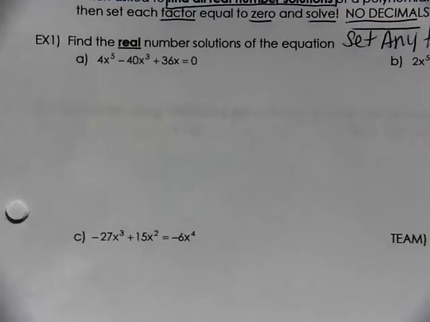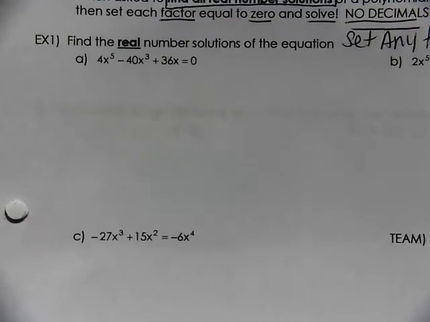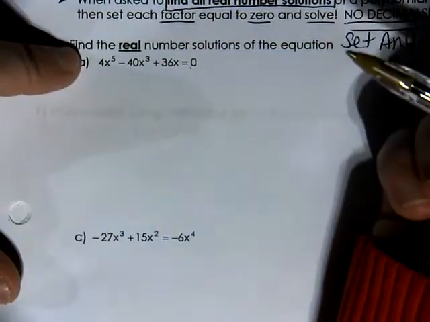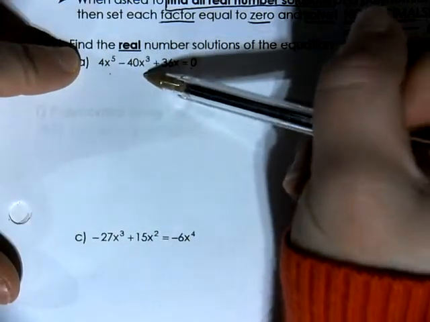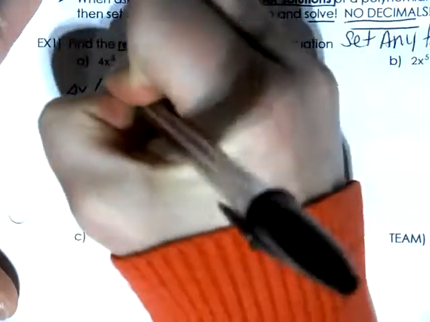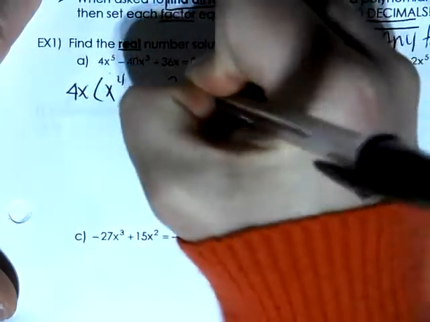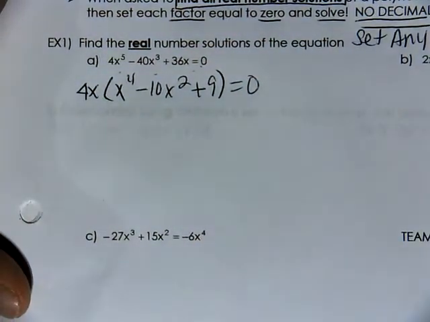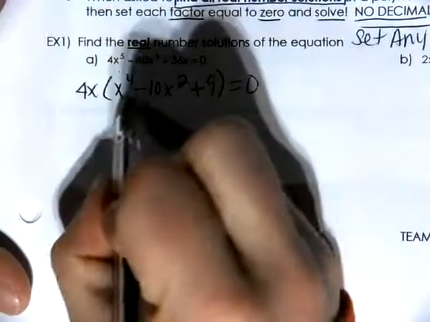All right, for letter A, we have 4x to the 5th power minus 40x cubed plus 36x. And just like we did in our previous lesson, we want to factor completely by looking for a greatest common factor. And 4x to the 5th minus 40x cubed plus 36x, they all have in common a 4x, with our leftovers being x to the 4th power minus 10x squared plus 9, and this is equal to 0. So it has to maintain that equals 0 throughout the whole process. Now, x to the 4th minus 10x squared plus 9 is in quadratic form. So I'm going to keep going with my factorization.